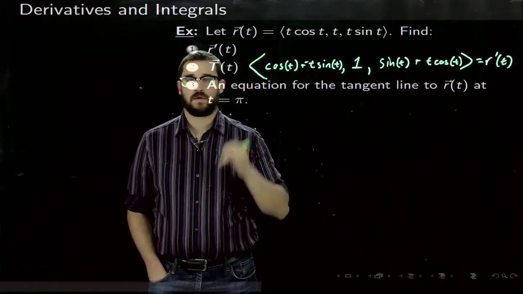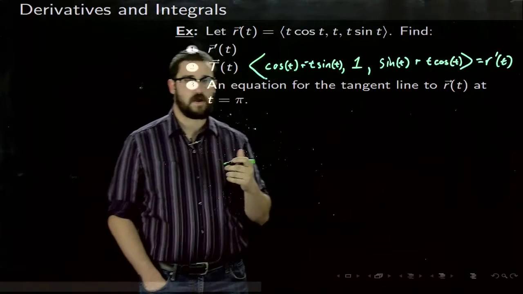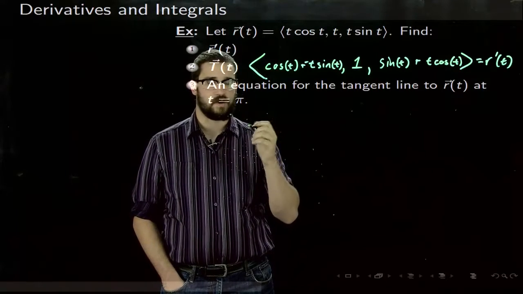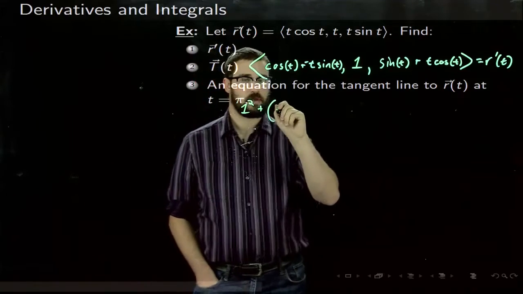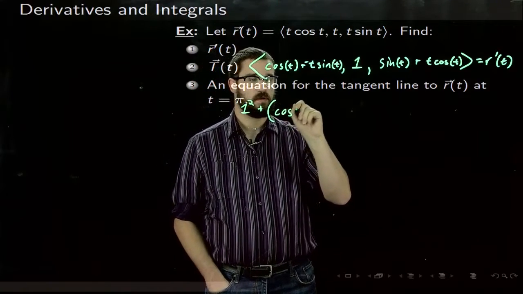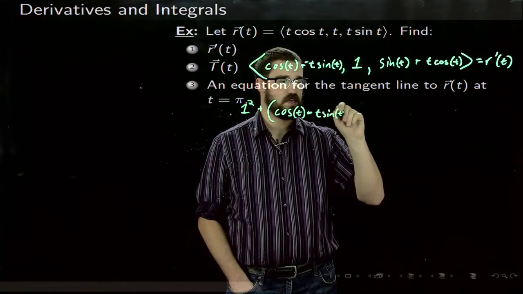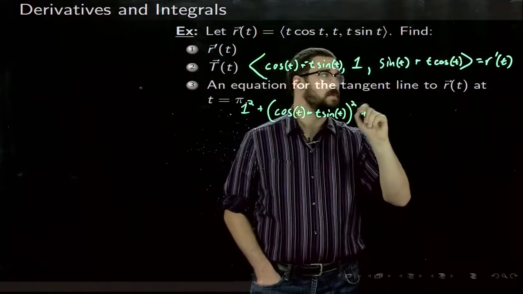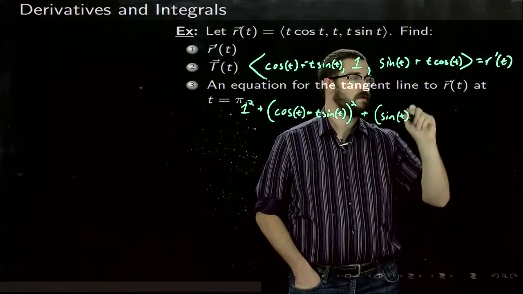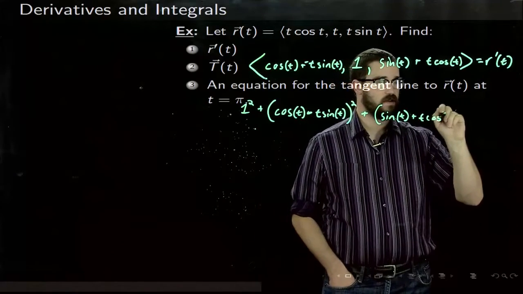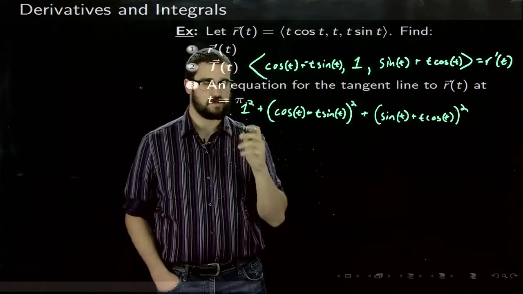Now, what would T be? Well, we need to figure out what the magnitude is. So how do we figure out magnitude? Well, we take the squares first. We have 1 squared plus cosine of t minus t sine of t squared plus sine of t plus t cosine of t squared. And the magnitude would be the square root of this.